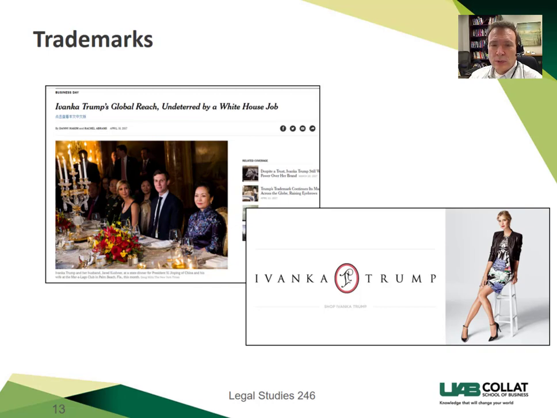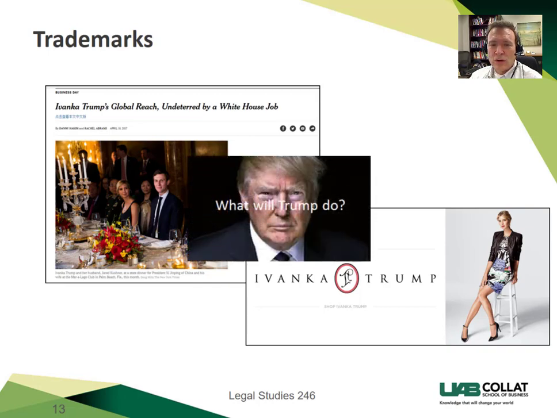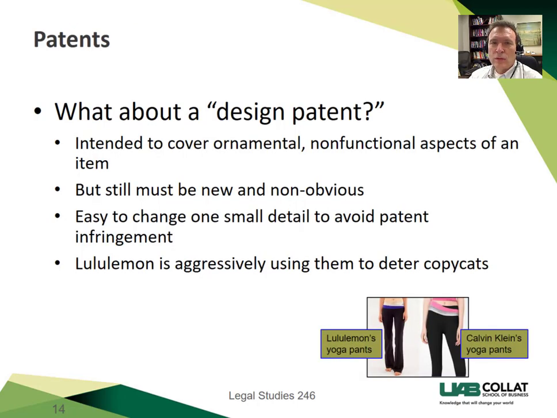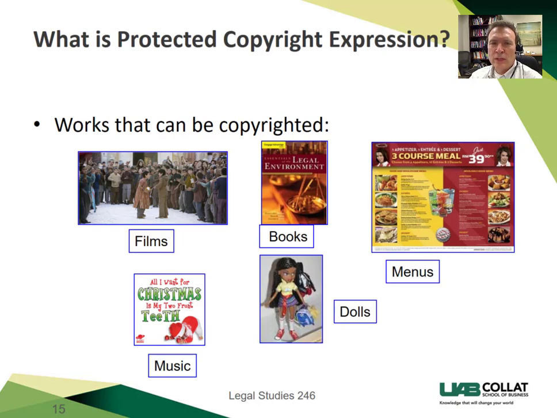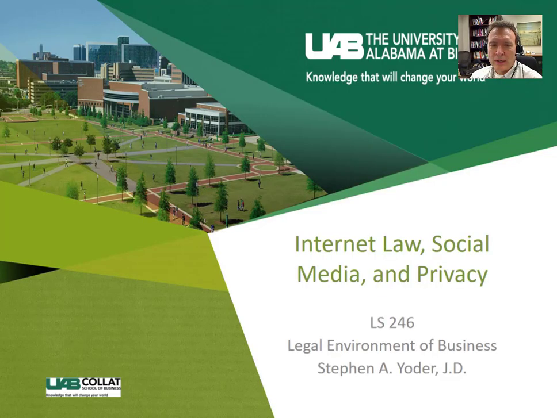In the news with President Trump is the fact that his daughter Ivanka has gotten a number of trademarks granted to her from the Chinese government for her products since her father became president. Another form of intellectual property would be a patent, and while usually we think of patents as machines that do some kind of work, there can also be design patents, as in the case of yoga pants shown here. And the final form of intellectual property we'll be looking at is copyright.